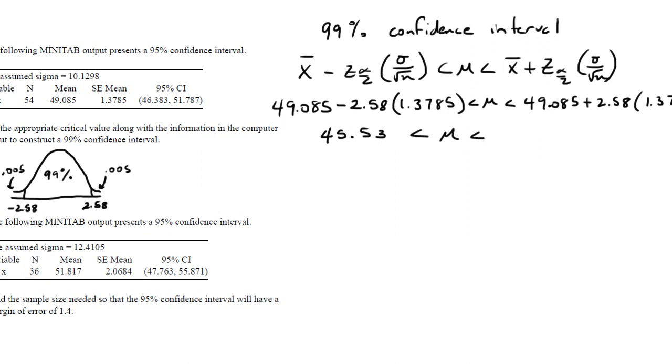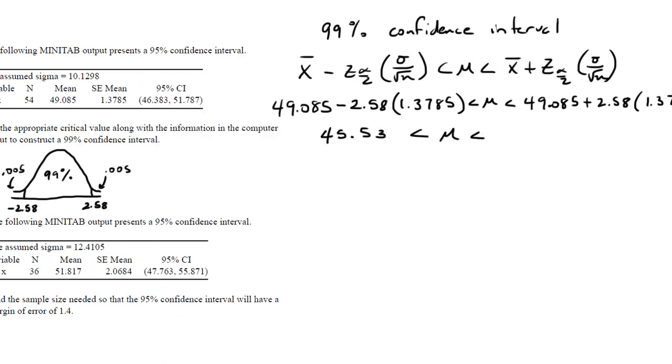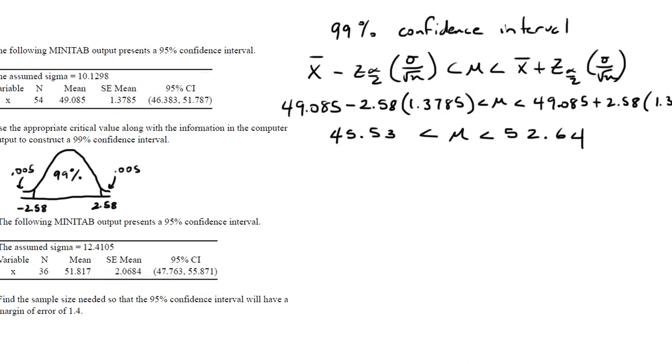And then to get the other endpoint, I'll just hit second entry, re-enter that, and then change that to plus. 52.641, 52.64. And that's my 99% confidence interval there.